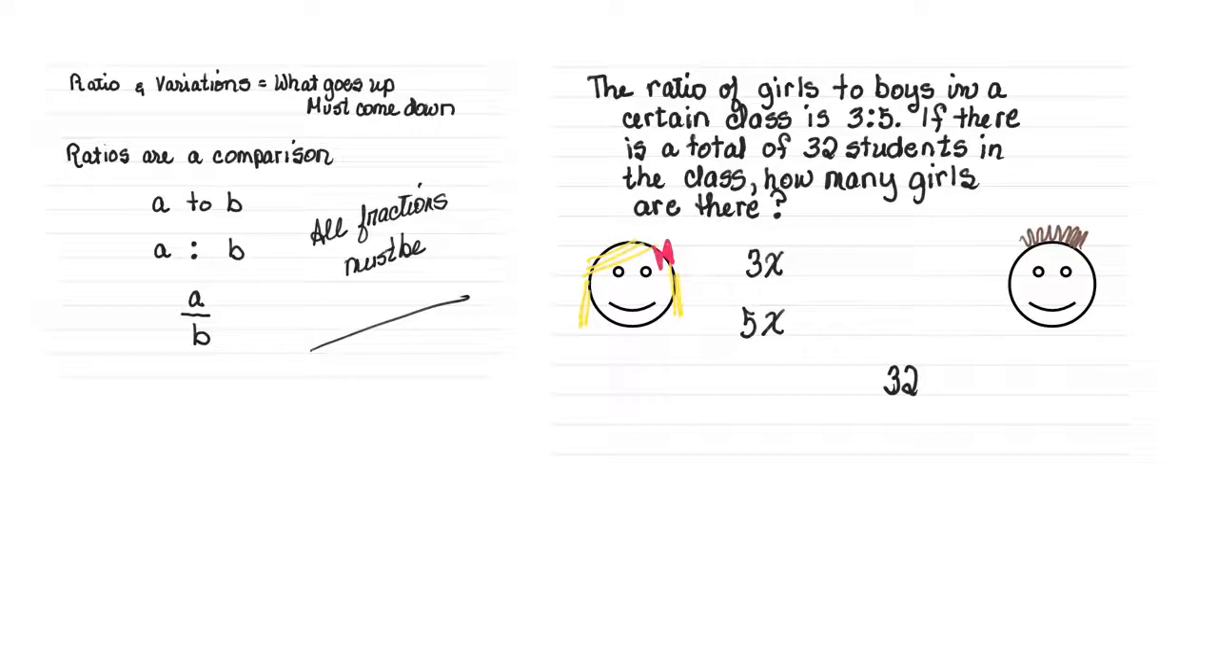Ratios and variations are a cause and effect type of function. Thus, you put something in, you're going to get something out. You had a cause, you had an effect. Ratios can be shown as comparison in one of these three different ways. And because eventually it turns into a fraction, generally all fractions must be reduced, or in lowest terms.